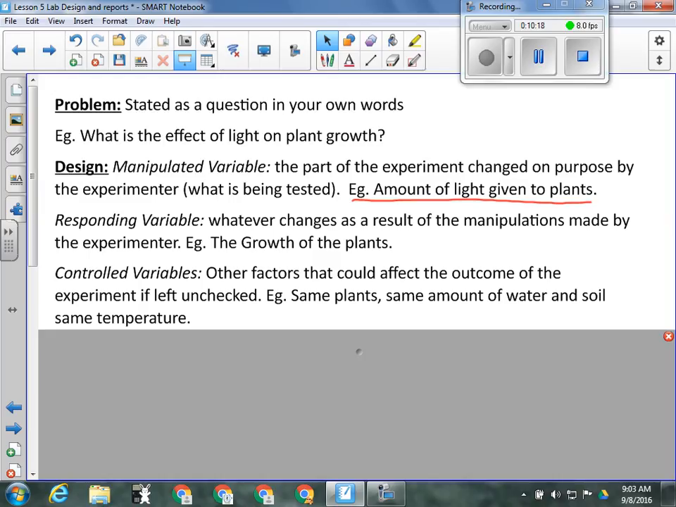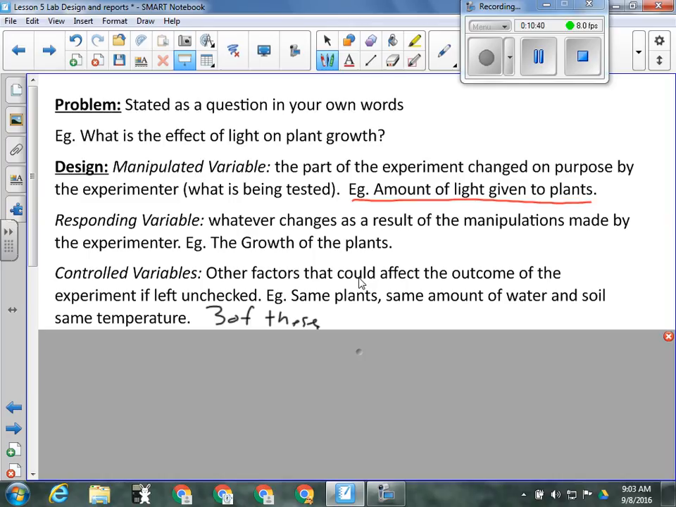Okay, and you would identify on your lab report 3 of these. Okay, you always list 3 controlled variables and you explain each one individually. Okay, we don't say same plant, same amount of water and soil, same temperature because they could all affect the plant.